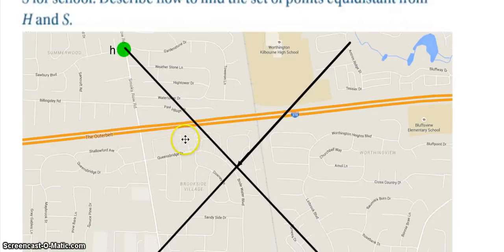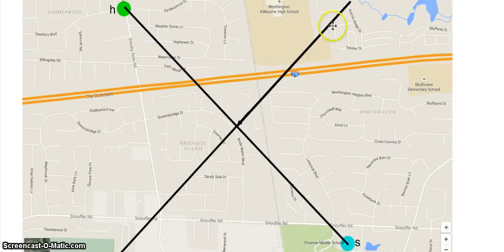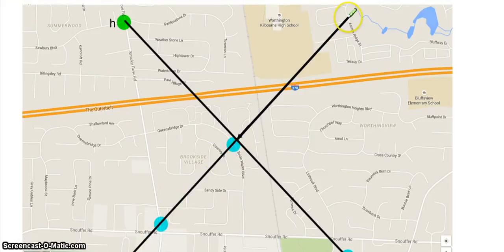And now I see that any point on this line is equidistant from home and school. So if I wanted to find a point on a road that is dead equidistant between school and home, I could choose right here on Bridewater, or I could choose down here on Smoky as it starts to go up, or even somewhere way over here.